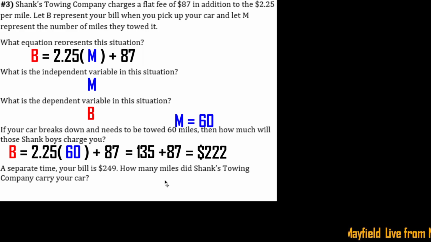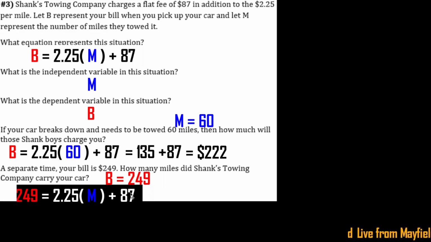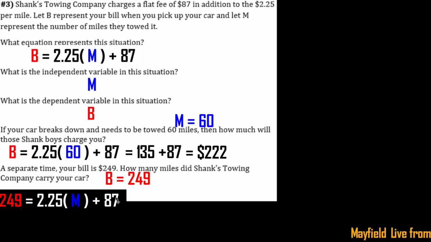And then the last part, it says, a separate time your bill is $249. How many miles did Shanks Towing Company carry your car? So in this situation, it's saying, all right, our bill is $249. So you have to let your dependent variable now look like this. Since it gives us the dependent variable, we have to solve for M.